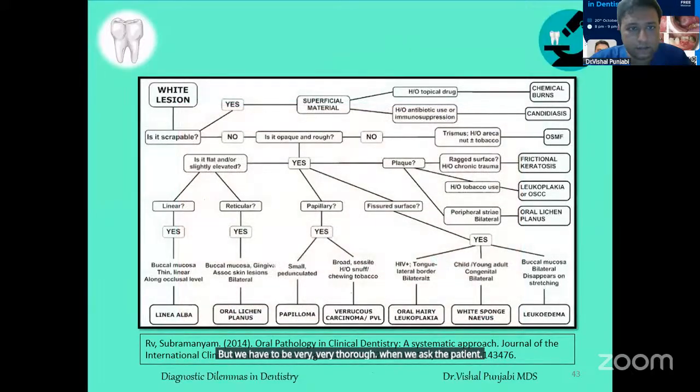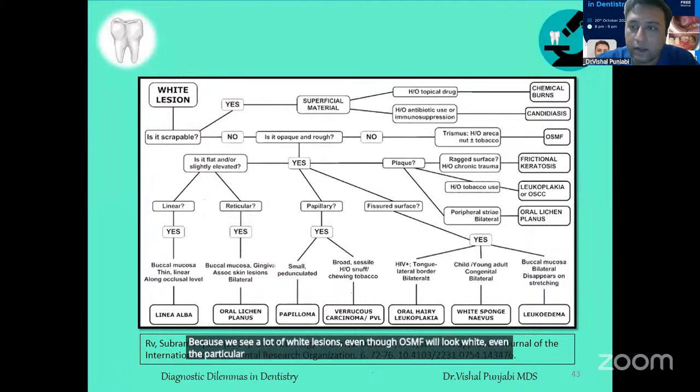Now, in this, we have to understand how to approach the management, or how to approach that white lesion, because we see a lot of white lesions. Even the OSMF will look white. Even the oral lichen planus will look white. So even leukoplakia is looking white. So first, you have to understand, is it scrapable?